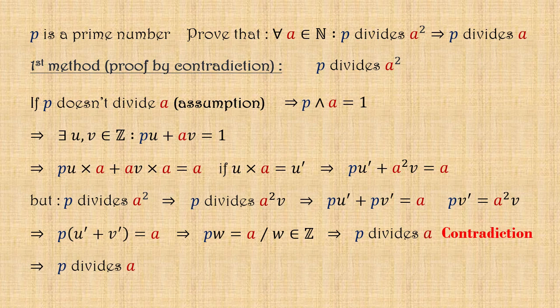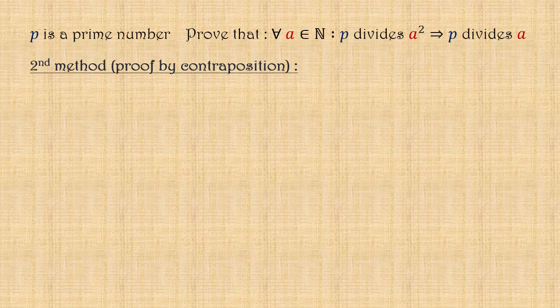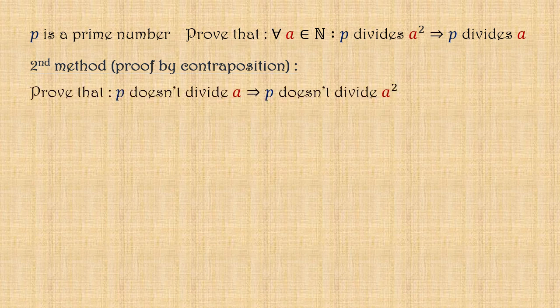Let's now check out another method. This second method relies on a proof by contraposition. This means that, in order to prove the implication, p divides the square of a implies that p divides a, we're going to prove that, if p doesn't divide a, then p doesn't divide the square of a.